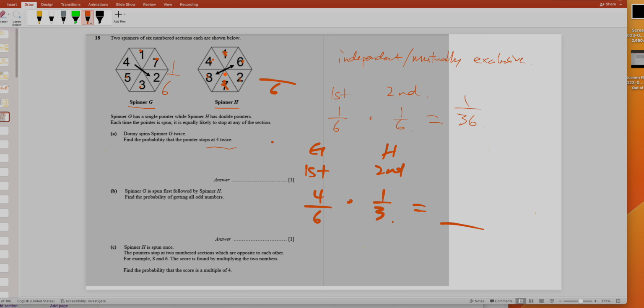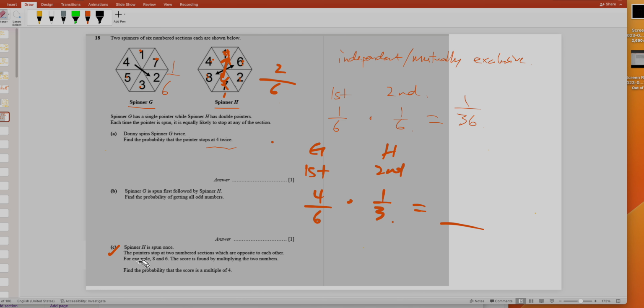But since this is a double arrow pointer, if you hit 6, you will hit 6 and 8, right? So now they ask for the odd numbers, right? So odd number means it will hit here, right? So once it hits here, you just need to spin it once. It hits here, so you hit 2 already. 2 of them already. So it's 2 over 6, or 1 over 3. Okay, so it's 1 over 3. Okay? Understand? Yeah, so actually this question somehow highlights this special spinner to me.